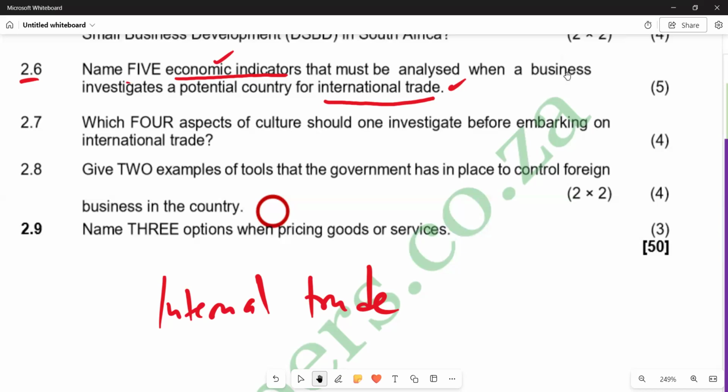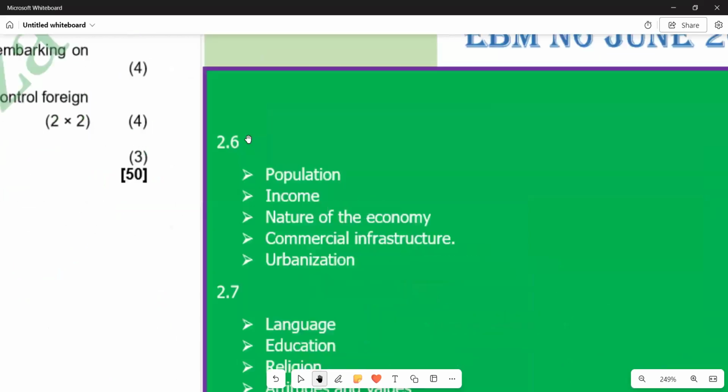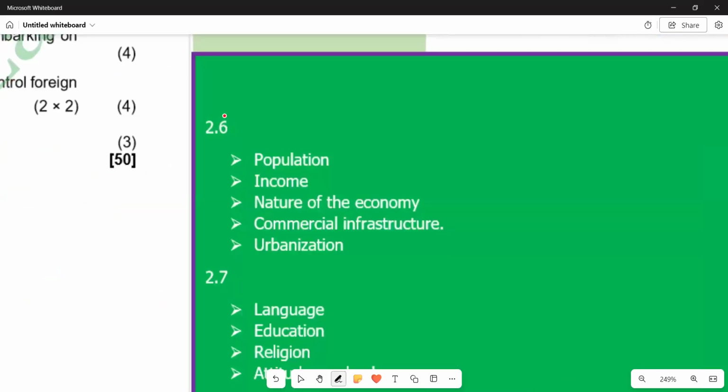If you go to the answer section, we've got some economic indicators listed there. The population is the first indicator. The population of the potential country that we want to trade with can determine the level of imports that we are going to buy from other countries. Remember, when we've got a greater population in those countries that we are targeting, obviously our imports are going to go up. But if the population is lesser, our imports are also going to be less. It also depends on the income of the consumers in that country. Then the nature of the economy can also determine it.